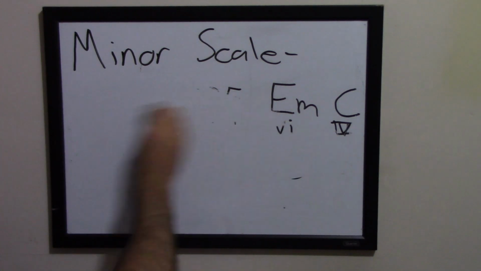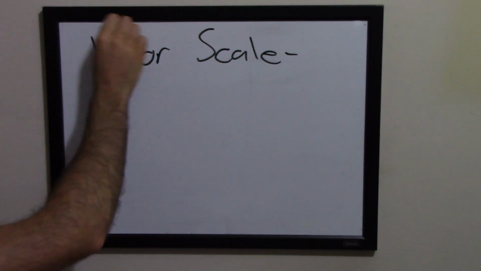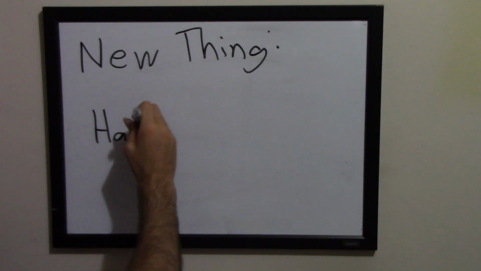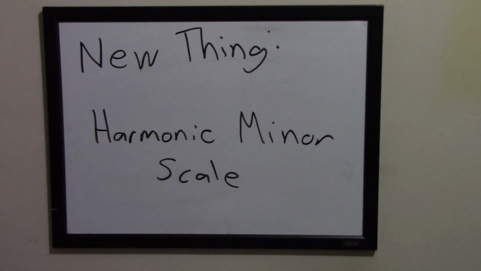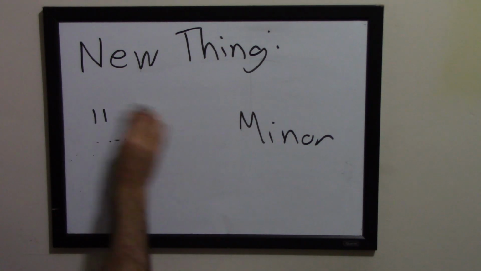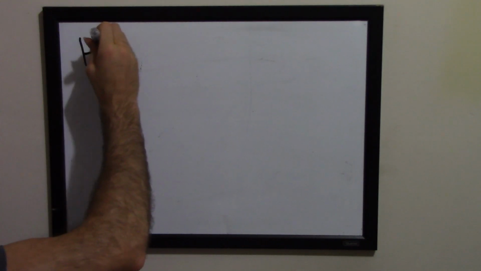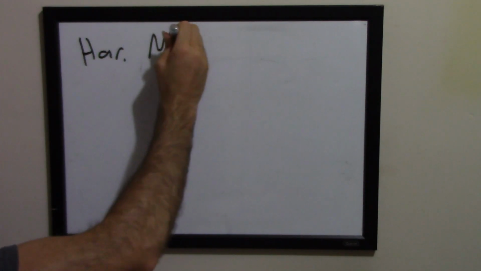And to help you understand this, we're going to have to talk about a new thing. That new thing being the harmonic minor scale. Yes, we have a new scale, the harmonic minor scale. What does the harmonic minor scale sound like? Well, it sounds like this. Sounds similar to the minor scale, does it not? But there is one difference.